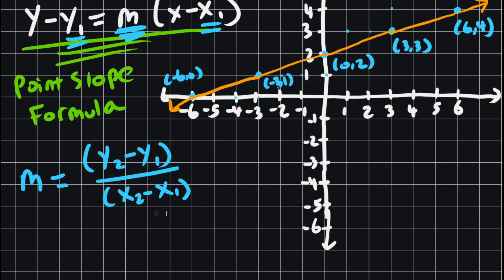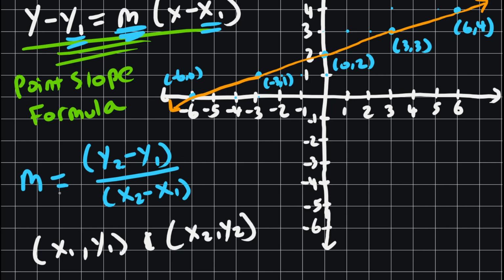Okay, so this is the formula for how to find a slope. If we have any two points at all, if we have x1, y1, and x2, y2, we are able to find this slope right here. All we have to do is subtract both y's and divide it by the difference of the x's. So y2 minus y1 over x2 minus x1.